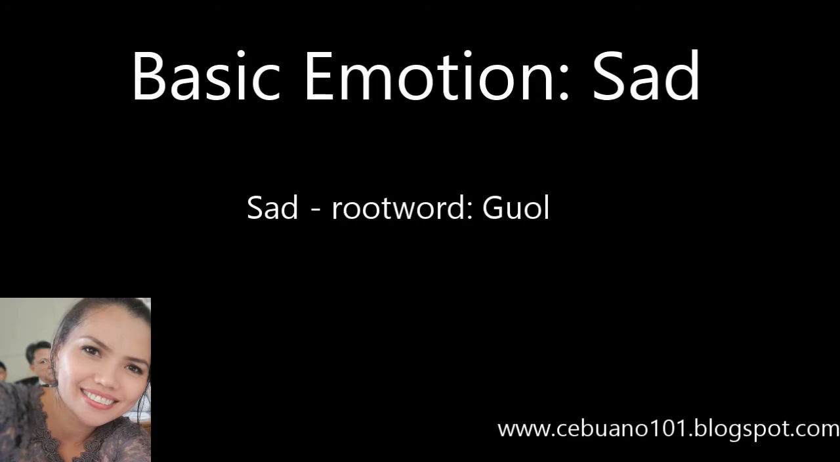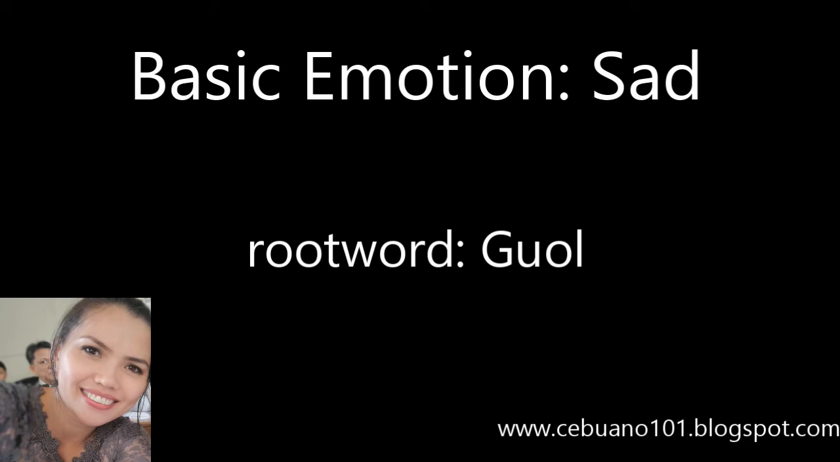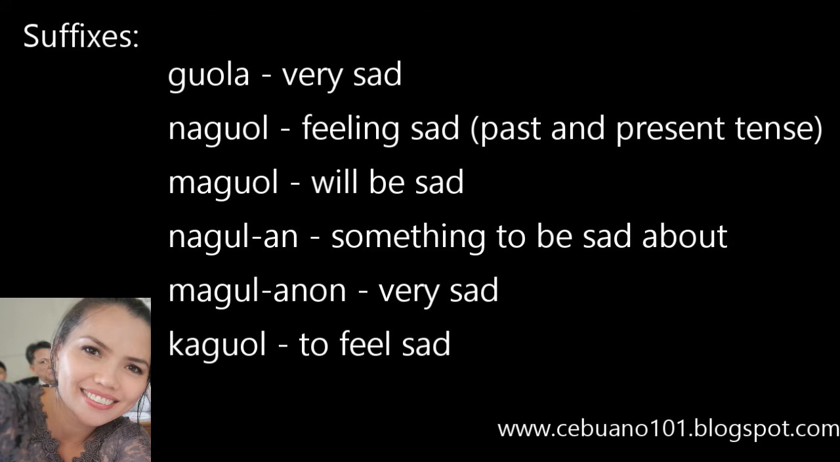Now let's go to sad emotion. So the root word for sad is guol. Okay, so these are the suffixes. Guula, very sad. Naguol, meaning feeling sad, it could be past and present tense. Maguol, will be sad. Nagul-an, something to be sad about. Magul-anon, very sad. Kaguol, to feel sad.